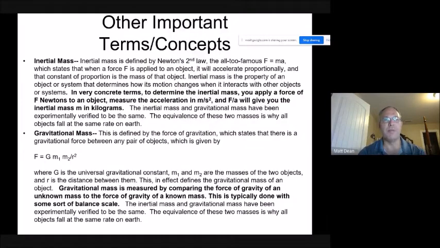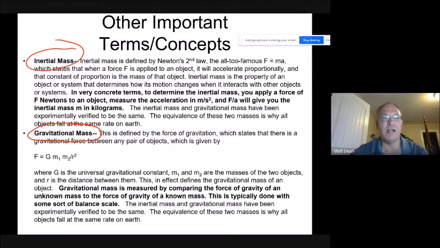All right, we're not going to spend much time on this slide, but you will see mentioned in AP Physics 1 inertial mass and gravitational mass. Don't let those terms confuse you. They actually measure the same thing, an object's mass in kilograms.